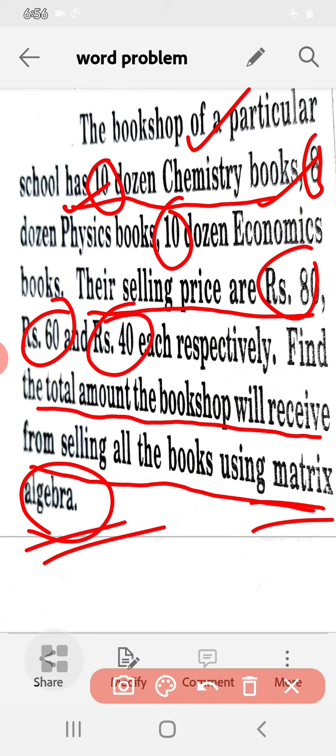So this is the important part: we have to apply matrix algebra to solve this problem. You can give any number to this problem, say question number 1. I have taken only one problem in this video, and in this class I am going to solve it. The bookshop has 10 dozen chemistry books, 8 dozen physics books, 10 dozen economics books, and their selling prices are 80 rupees, 60 and 40 rupees respectively. We have to find the total amount the bookshop will receive from selling all the books using matrix algebra.